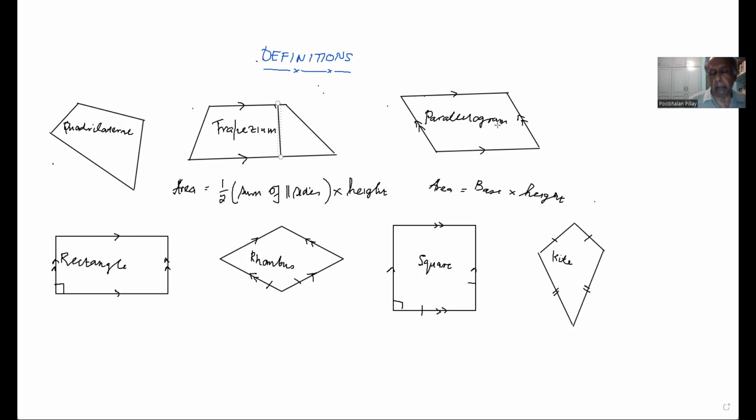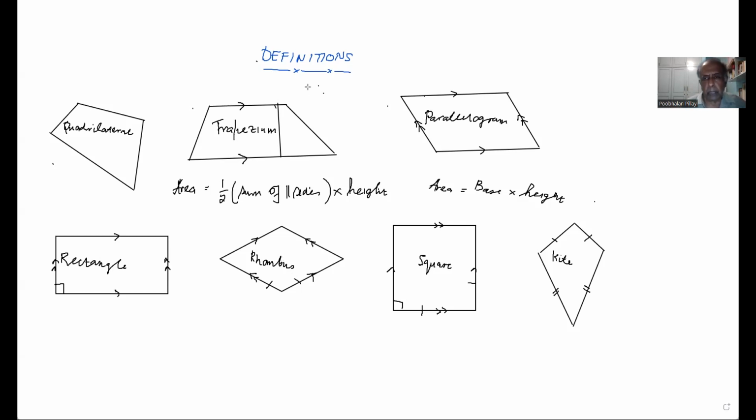Now, if you take a parallelogram, with the opposite sides parallel, and if it happens that one of the angles is 90 degrees, as you can see here, then this parallelogram becomes a rectangle. So a rectangle is a parallelogram with one of the angles equal to 90 degrees. Or if you start with a parallelogram and you say that the 2 sides next to each other, which you call adjacent sides, are equal, like in this picture here, then the parallelogram is called a rhombus.